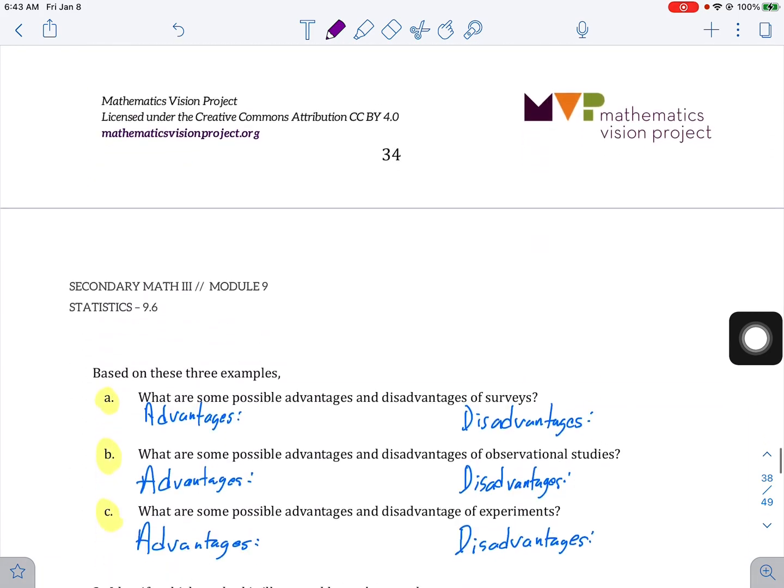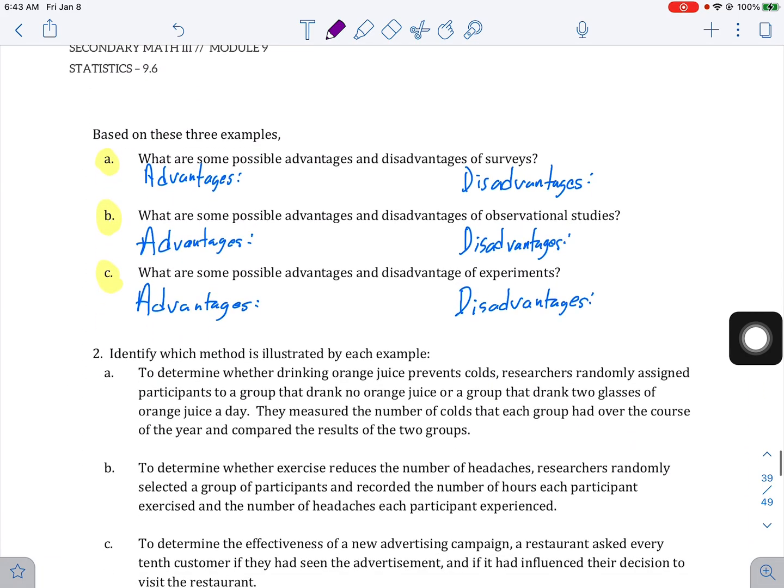So some things that are probably good to look at here: advantages and disadvantages. A survey, gosh, it's probably cheaper, it's probably faster, and it's good for opinions or perceptions. With a lot of things like the Survey Monkey, you can get a lot of information very quickly.